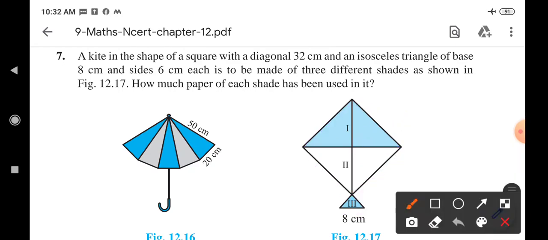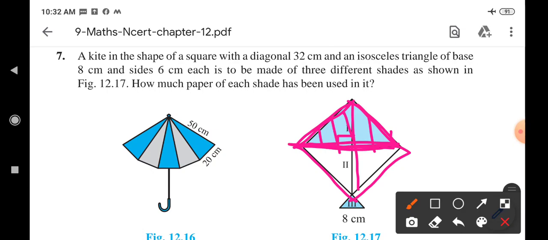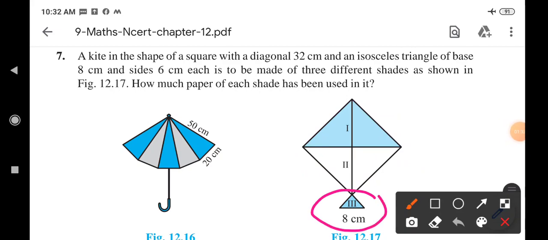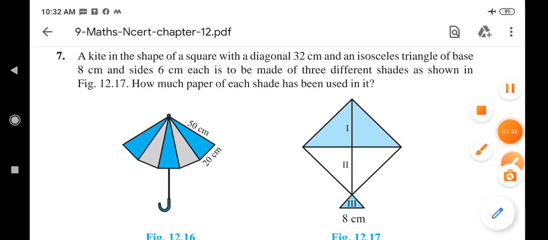Since it is in the shape of a square, we know the property of a square: the diagonals are equal and bisect each other at 90 degrees. So for the upper triangle, the blue one, we can directly use half base into height, because both base and height are given. The area of the first and second triangles will be the same, because these are identical triangles. For the third part, all three sides are given, 6, 6 and 8, so we will apply Heron's formula and find the area.